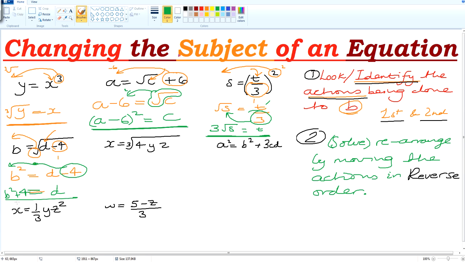Happy? In the next question, we have to make z the subject. Now, first of all, z has been multiplied by what? Multiplied by 4y. And then what's been done afterwards? It's been cube rooted. So the first action is times by 4y, the second action is cube root. So you move the second action first. Opposite of cube rooting is cubing.